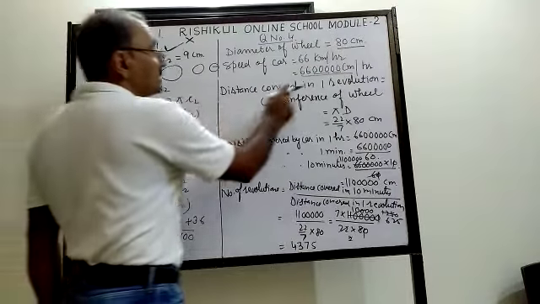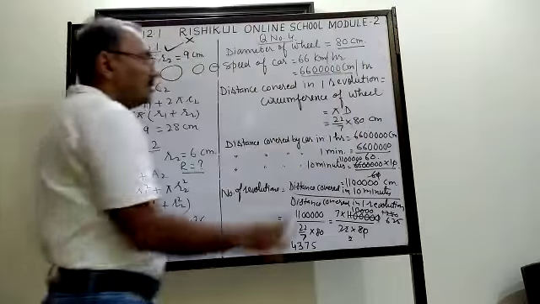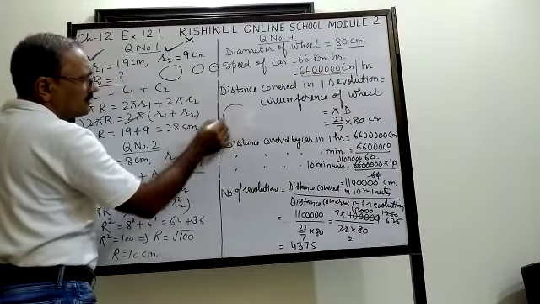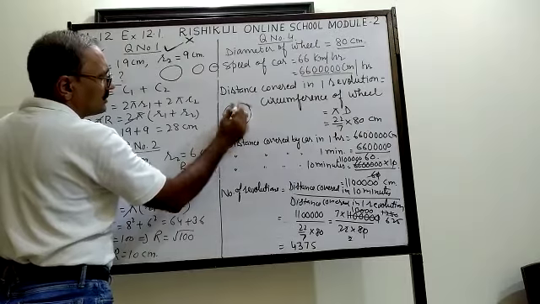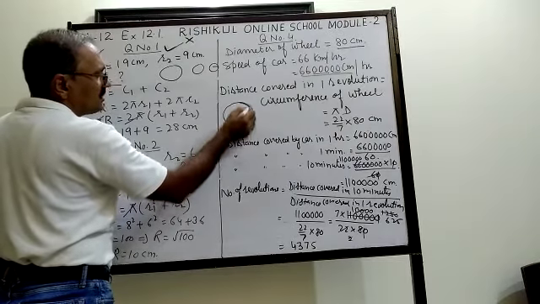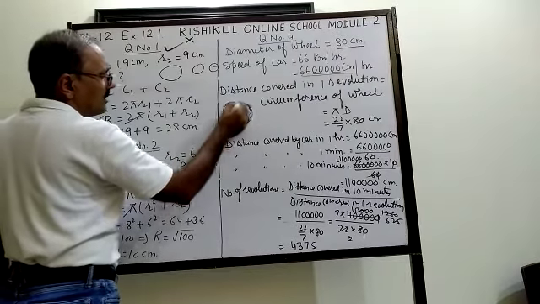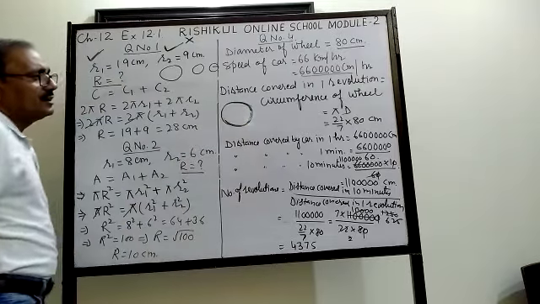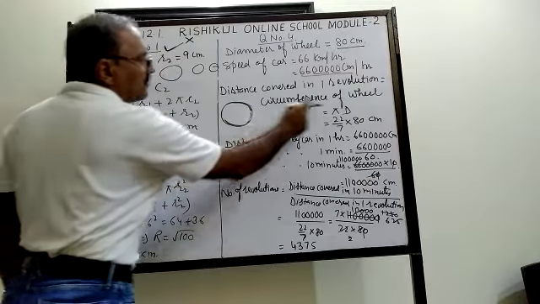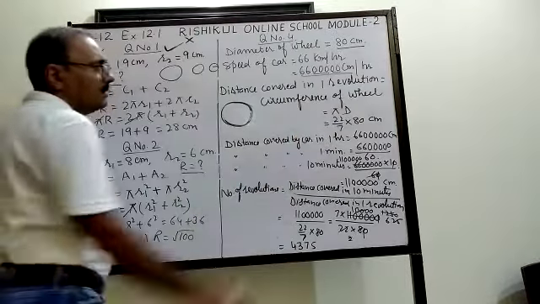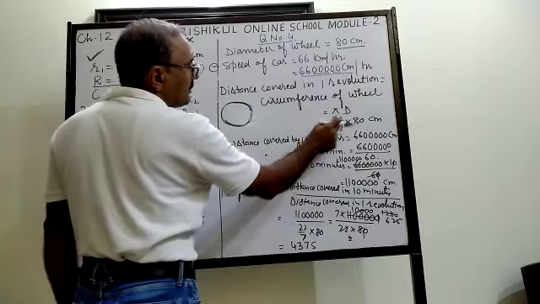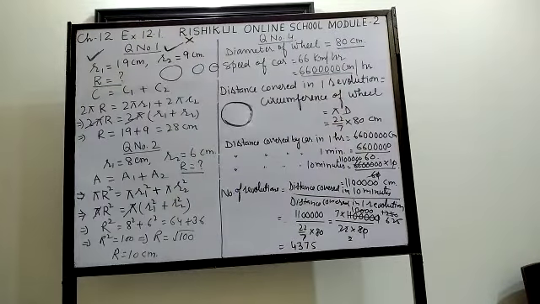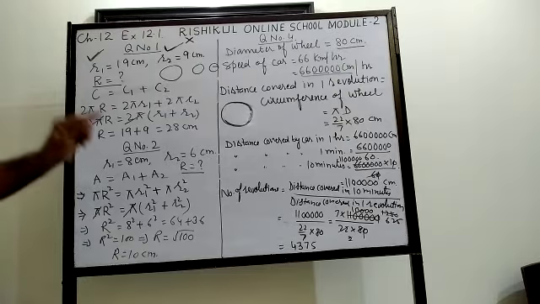So distance covered in one revolution. How much distance covered in one revolution? See, this one, circumference of the circle. Clear? 2 pi r, or you can say pi d. Clear? Circumference of circle pi d. And pi is 22 upon 7 and diameter is 80 centimeter. Clear? The distance covered in one revolution.